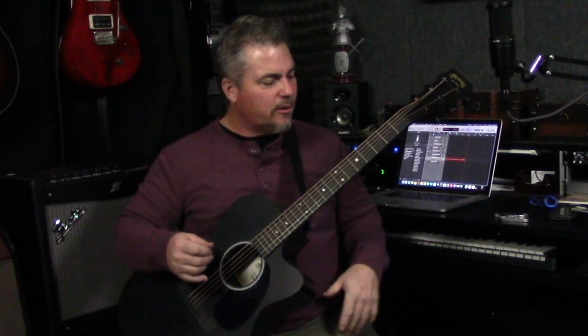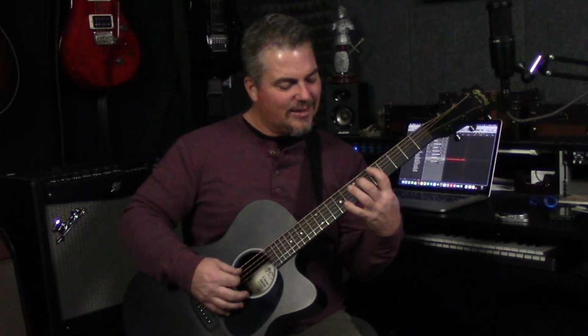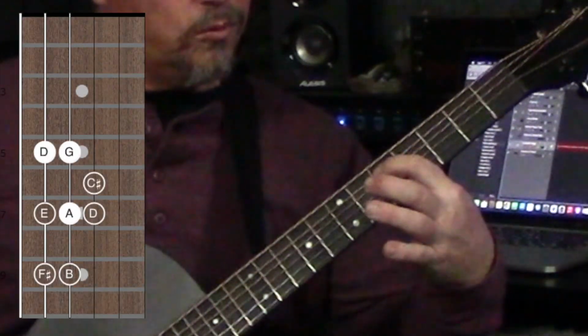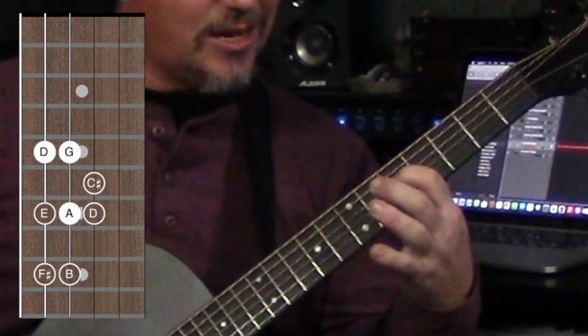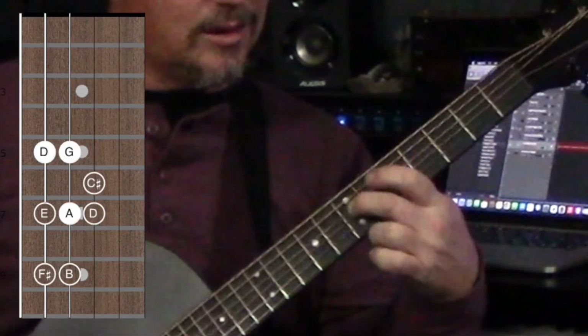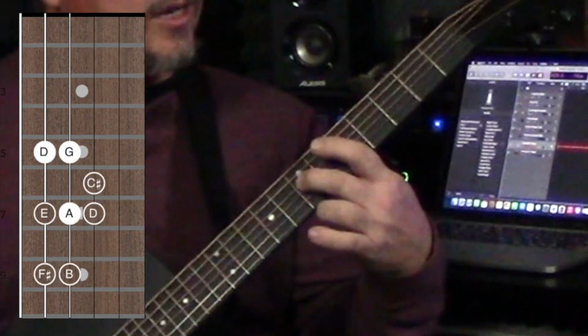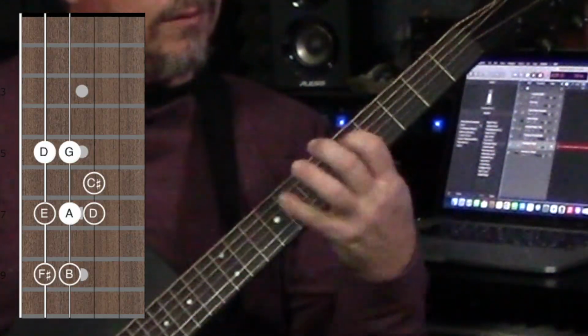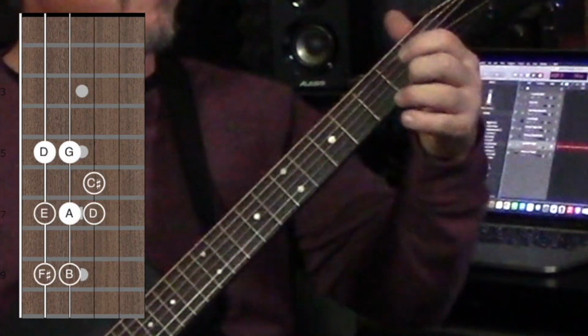Okay, now what I do there, I was in the key of D, so let's identify 1, 4, and 5 in the key of D. 1 is D, of course. D, E, F, G, A. D, E, F, G, A. So G is our 4. 1, 2, 3, 4, 5. A is our 5.